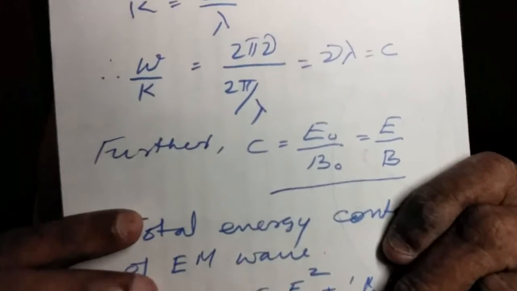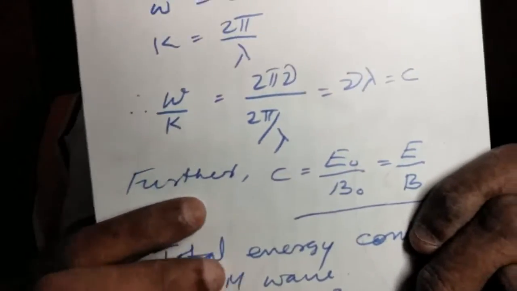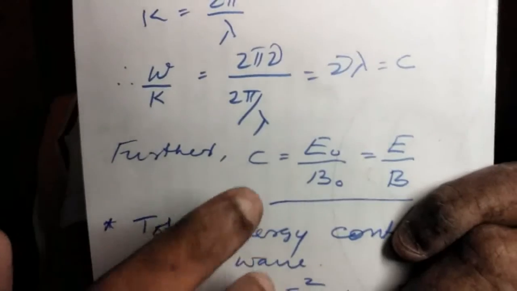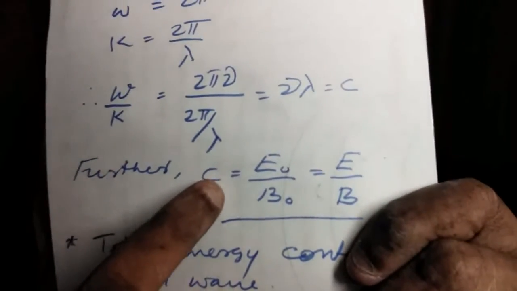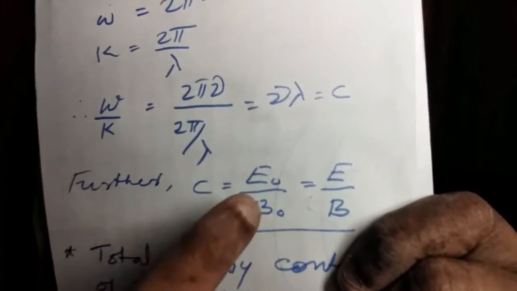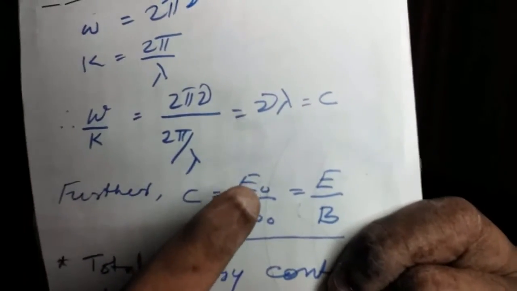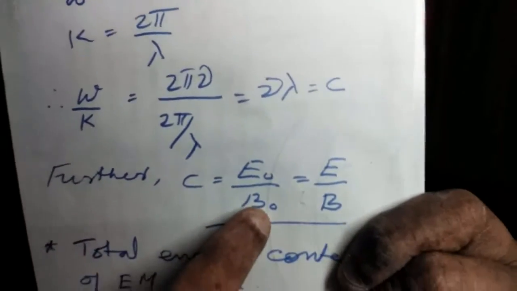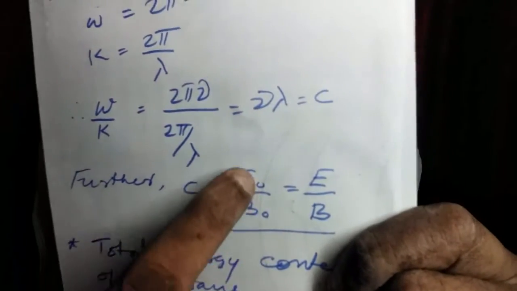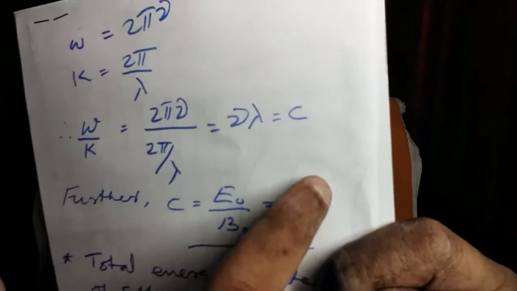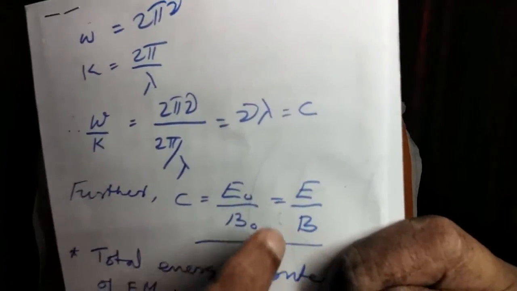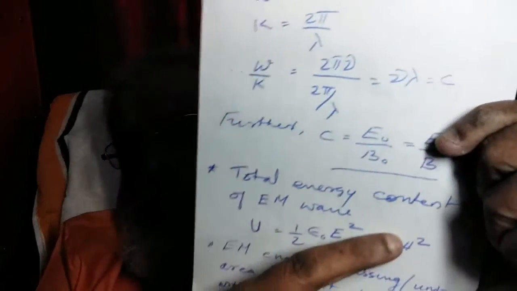There is another formula to find velocity of electromagnetic wave. Just you remember this. c equals E0 by B0, electric amplitude of the wave by magnetic amplitude of the wave. Or it can be written as E by B, instantaneous values, or the average values. Average means squared average, just like RMS value in AC voltage, E by B.